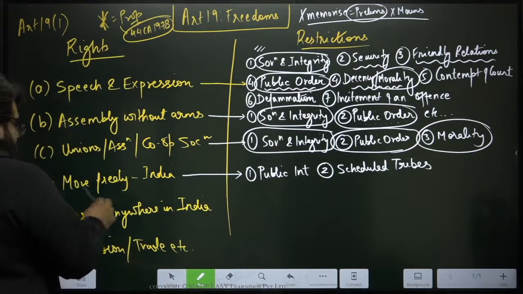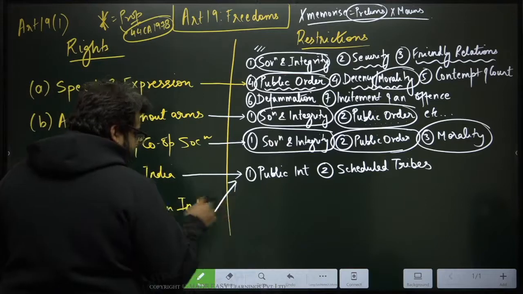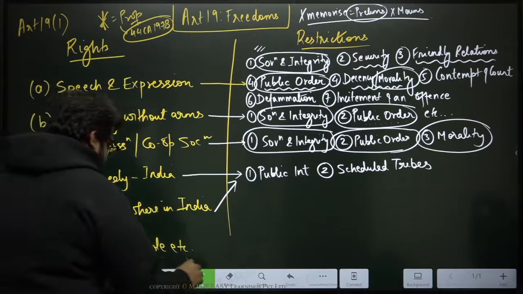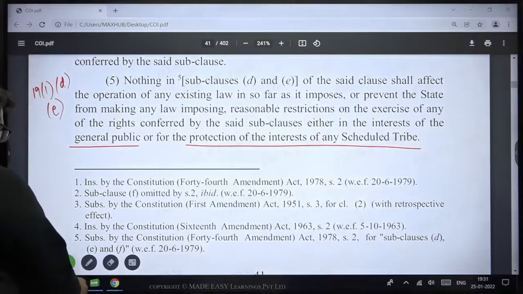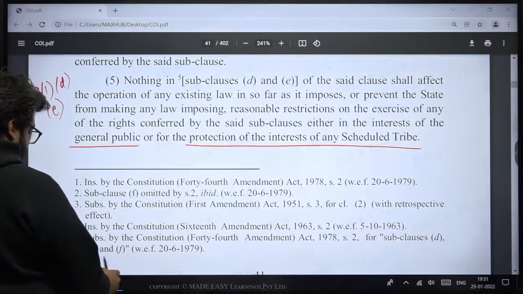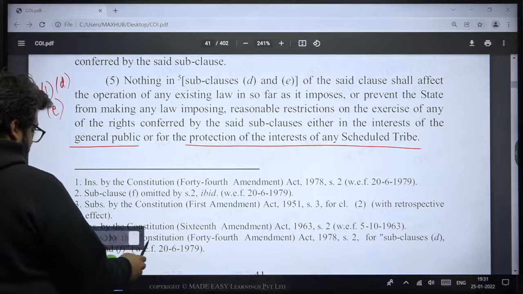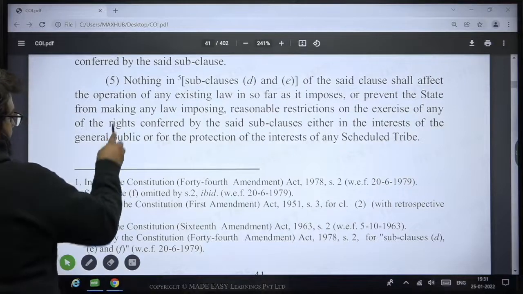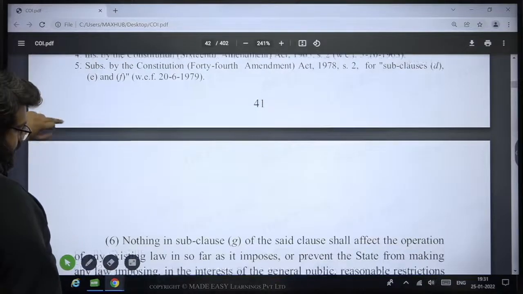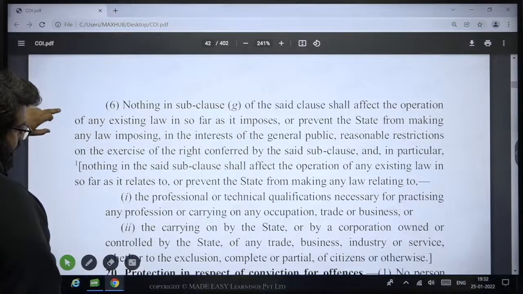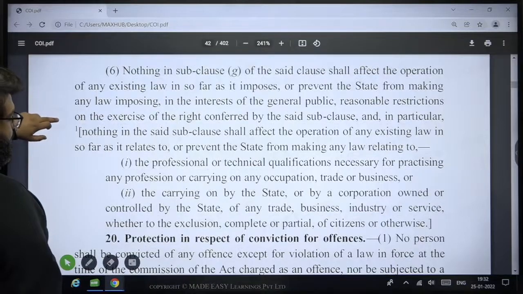Now, D and E. Now we are left with the last one. The last one is right here. We'll quickly go through it. There you go.